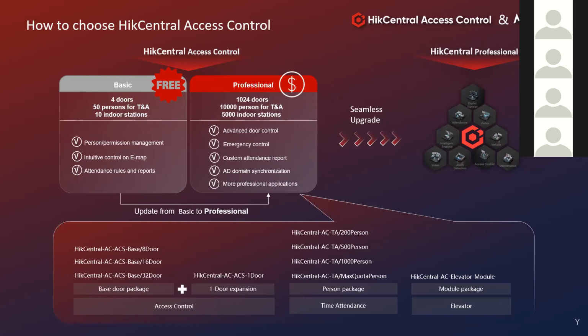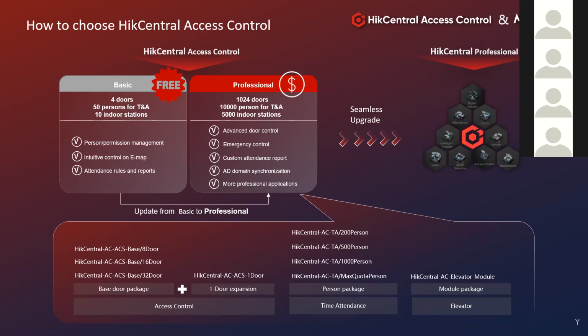I would say the free version will be more than enough for a small and medium company. But at a later stage, if you want to upgrade, or for a project you want more than this, you can also go for the professional version, which is a paid version. But I assure you the costs are very reasonable compared to other software in the market. In the professional version, you can go up to 1024 doors, otherwise 1024 access points, and 10,000 persons in time attendance and 5,000 indoor stations.